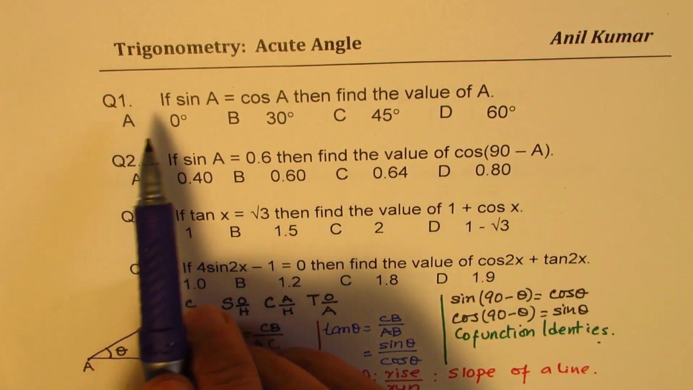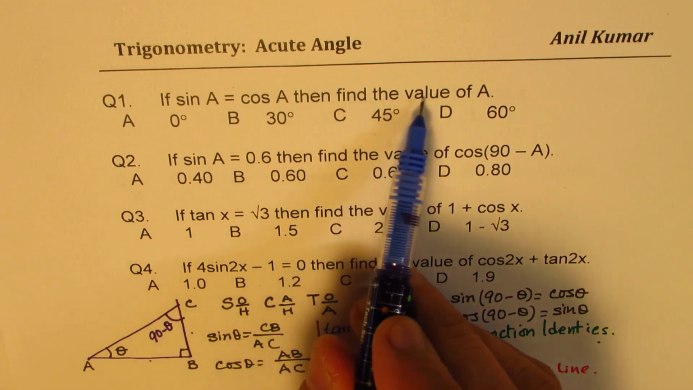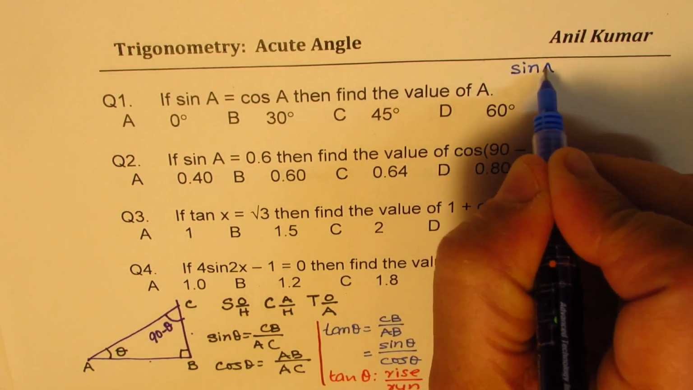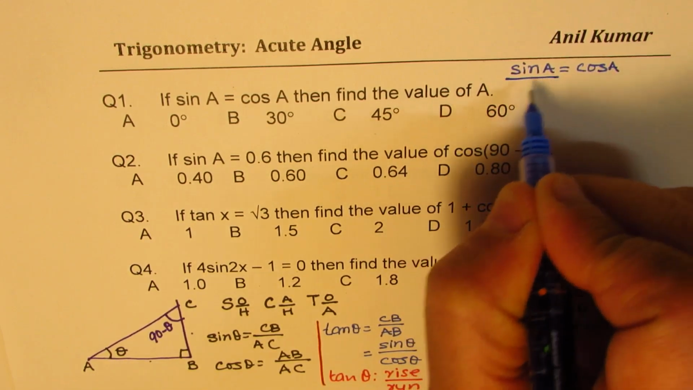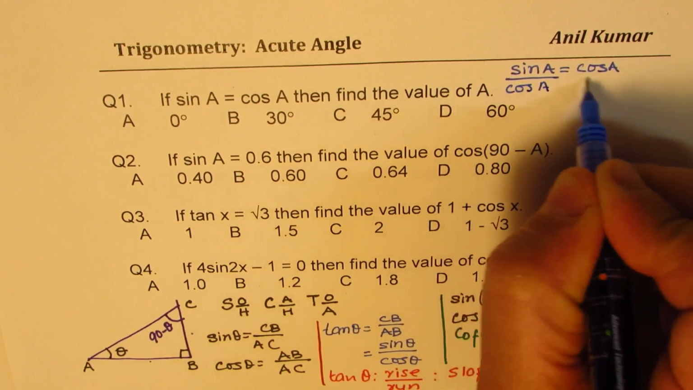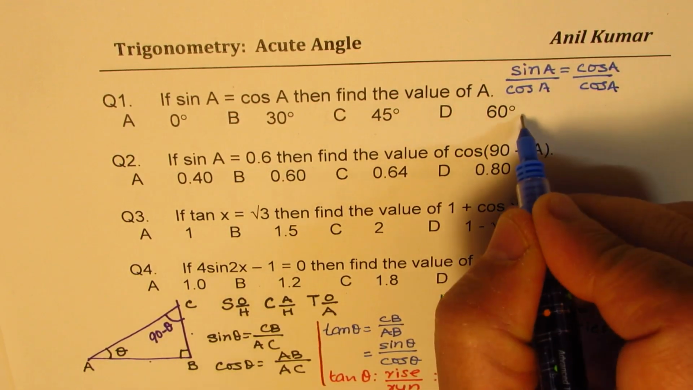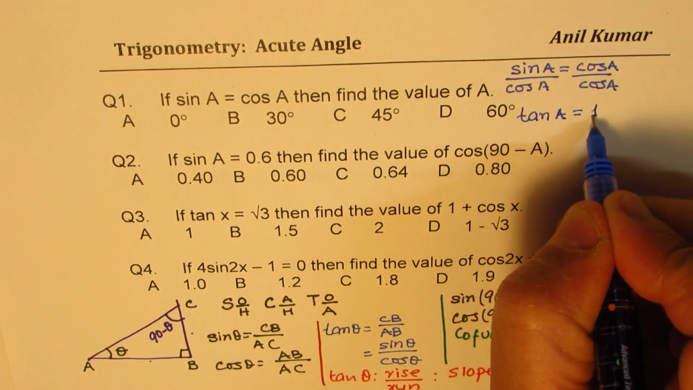The very first one here is sine A equals to cos A, then find the angle A. So what we are given here is sine A equals to cos A. We could divide by cos A both sides, right? When you divide by cos A both sides, what do you get? Sine over cos is tan, correct? So we get tan A equal to 1.